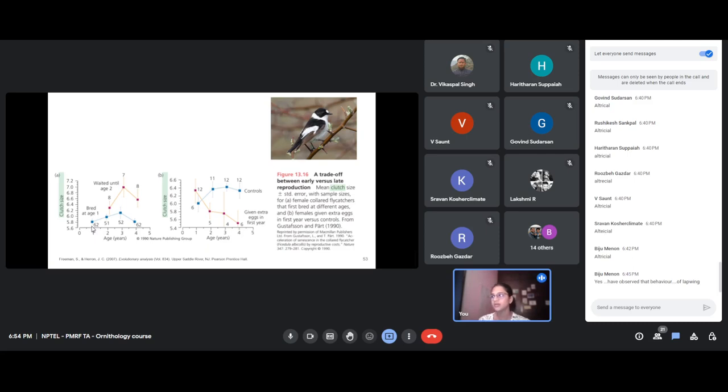But what they did in the second graph is a manipulative experiment. They gave extra eggs to the first year breeders, and what they saw was that the clutch size decreased as the years progressed, because they have invested so much in raising that first clutch with extra eggs.